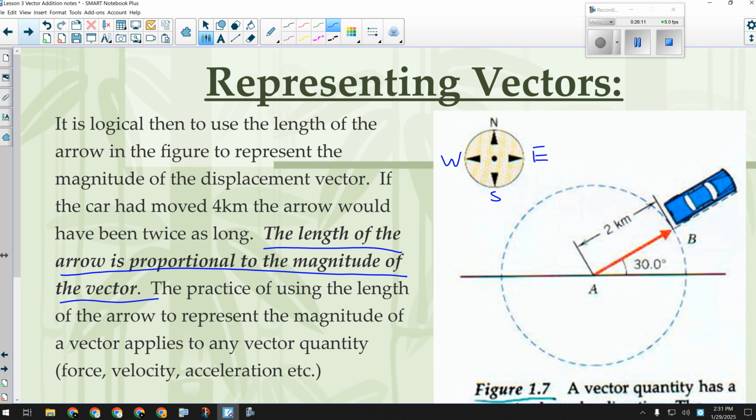Questions on the conventions for drawing? Okay, length represents magnitude, and we point the arrow in the direction the vector is given.